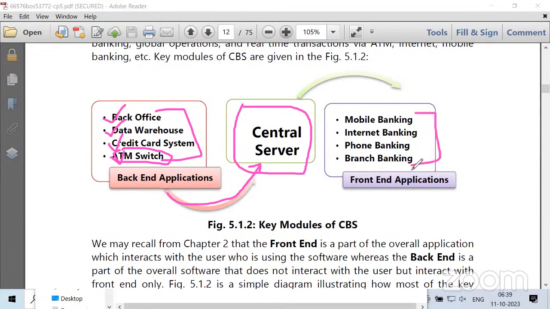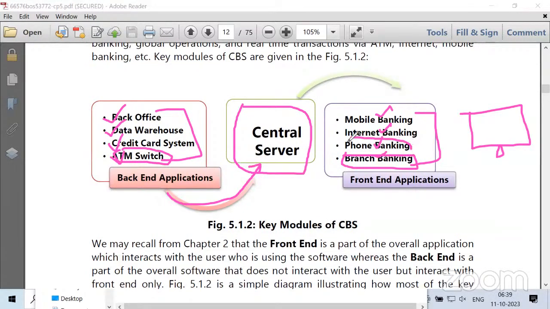Similarly, front-end operation. What is front-end operation? What we are seeing in our computer. Say you are trying for internet banking. So in your computer, you are seeing the web page, and you are connecting to the central server. So all these activities are front-end applications. Here we have mobile banking, internet banking, phone banking, branch banking. So branch banking means you are going to the branch and performing the banking operation.